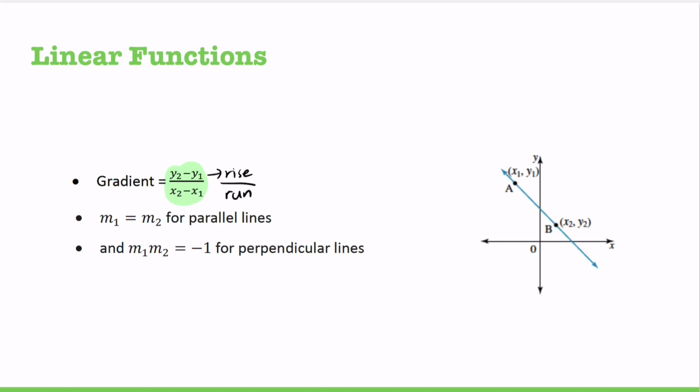Some key points for parallel lines is that the gradients are the same, and for perpendicular lines, which means they intersect at 90 degrees, is that when you multiply the two gradients, it will always give you -1. Or another way that I like to think about it is that the normal gradient, so that's the gradient of the perpendicular line, is equal to -1 on the gradient of the original line.